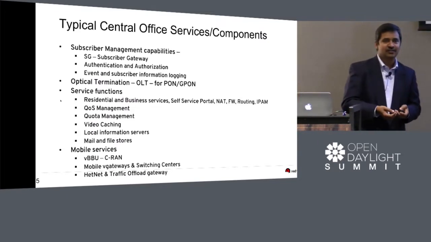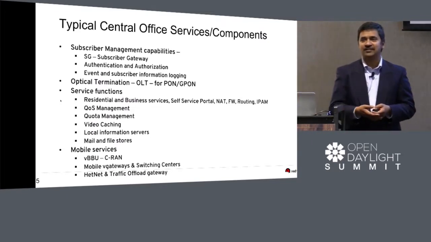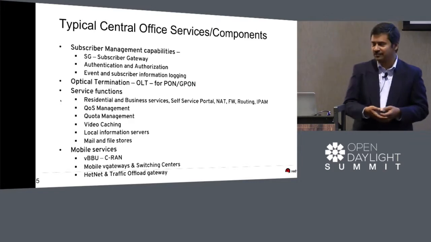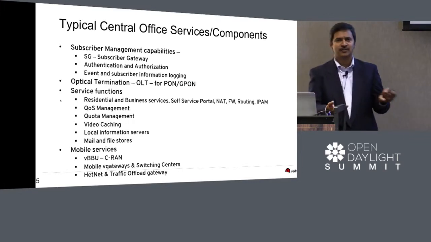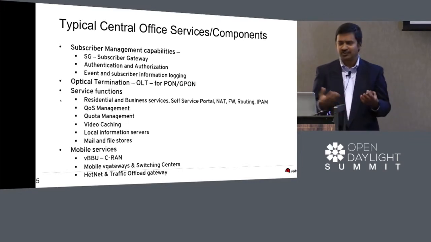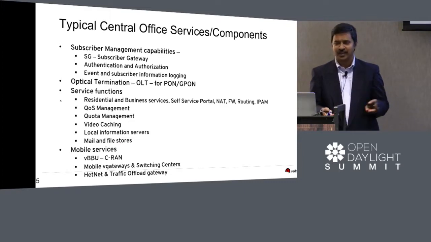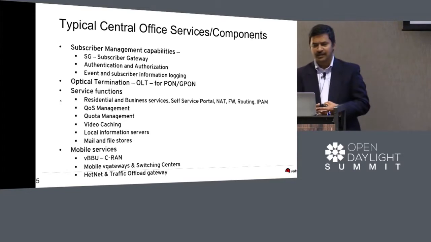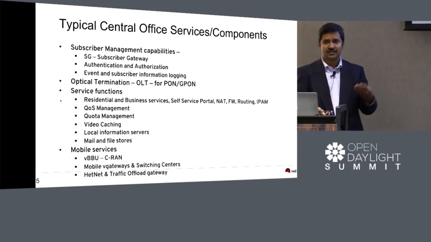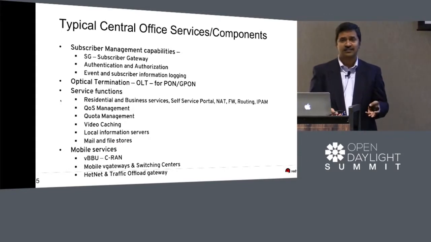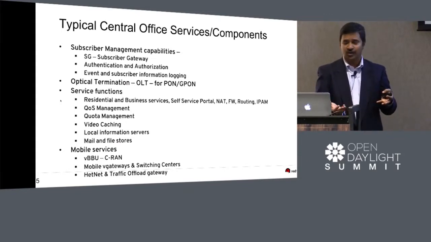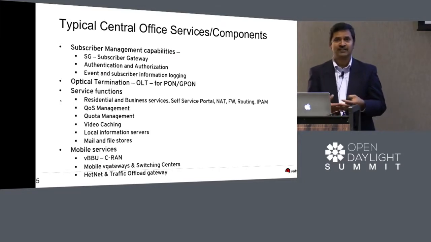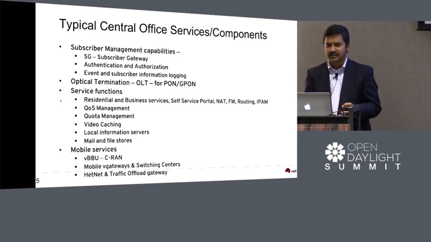Now, if we look at the central office components, what are some of the services that reside today inside a central office? Many subscriber management services, both for residential and mobile. Subscriber gateway functions, authentication authorization functions, event and subscriber information logging, correlation. The physical termination capabilities, whether it's optical termination, whether it's DSL termination, but there's some termination of the wires and the lines itself. The various different service functions that reside there.